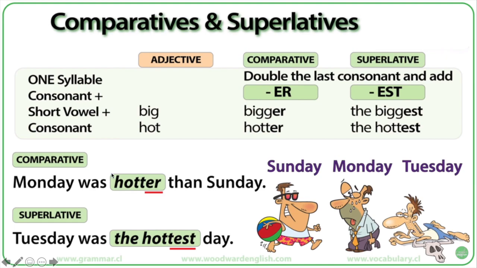Now we also have other examples. Monday was hotter than Sunday, for the comparative. Or Tuesday was the hottest day, superlative. So Tuesday is compared in the group as the hottest day. Superlative is only one day in the group. Comparative, you're comparing two things, Monday and Sunday.